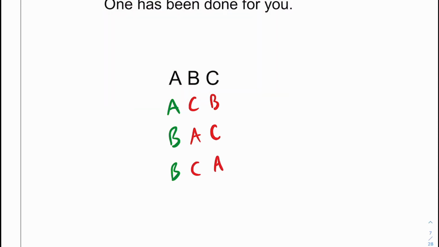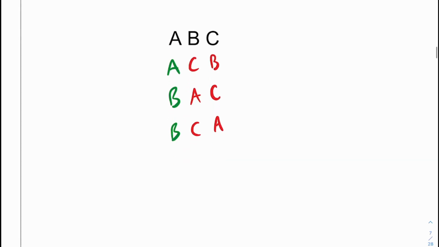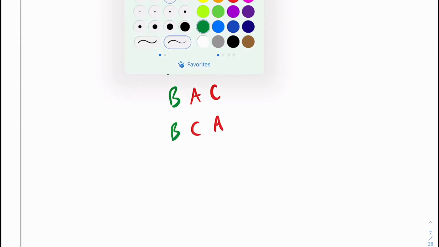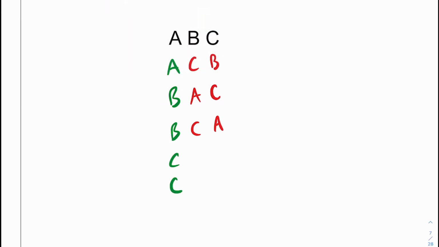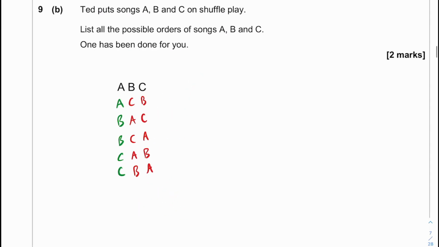So as we can see, we've got 2 possibilities with A first and 2 possibilities with B first. So of course there's going to be 2 possibilities with C first, so we'll put our 2 C's down in position number 1. We can then have C, A, B, or C, B, A. And these are all the possibilities of the songs being played on shuffle mode.